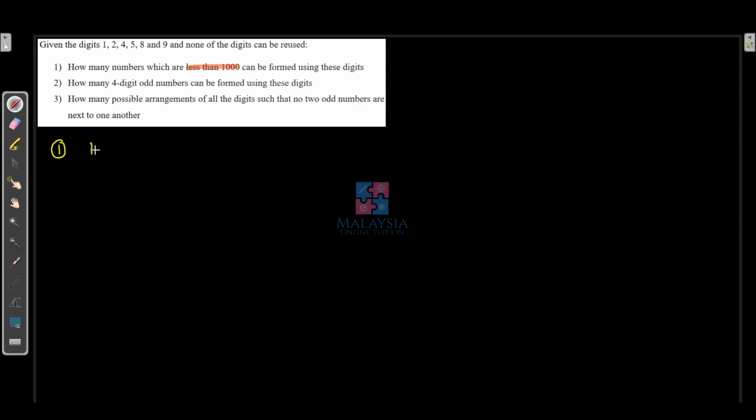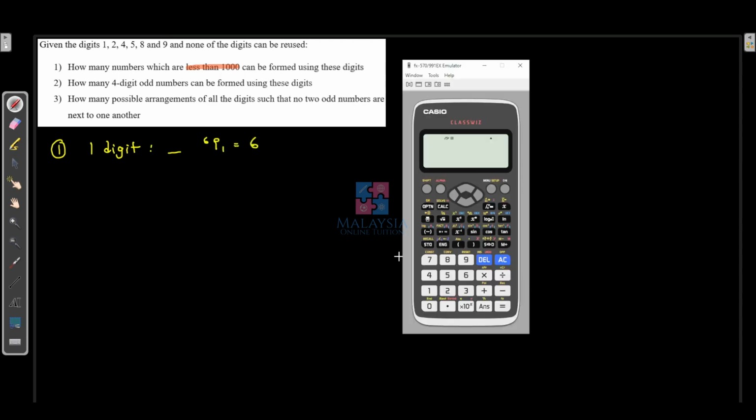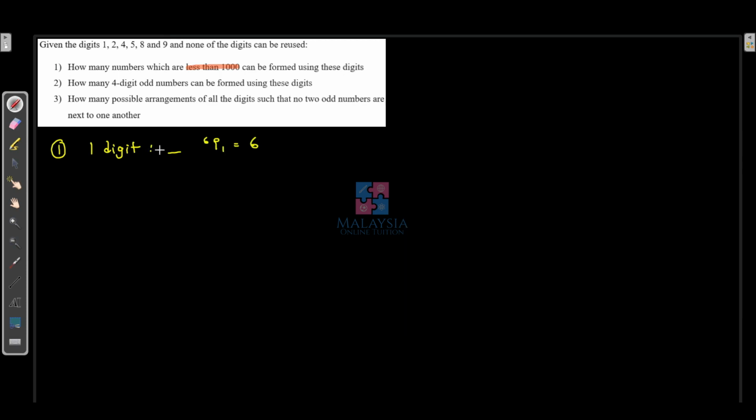Now for the first case, we have 1 digit. Of course, for 1 digit, you have 1 space. So this is going to be 6P1, and that is going to be 6. So that is for 1 digit.